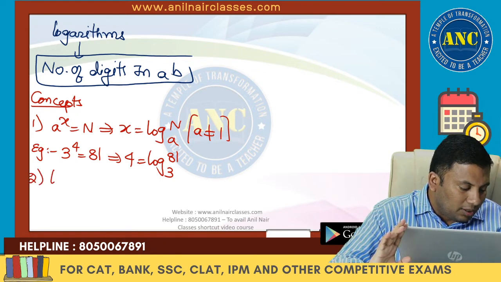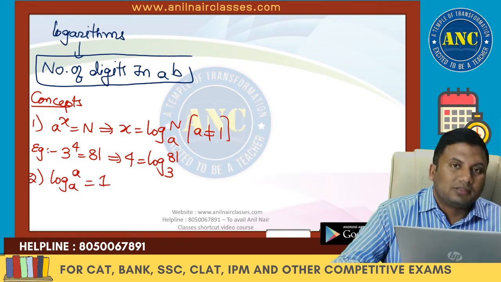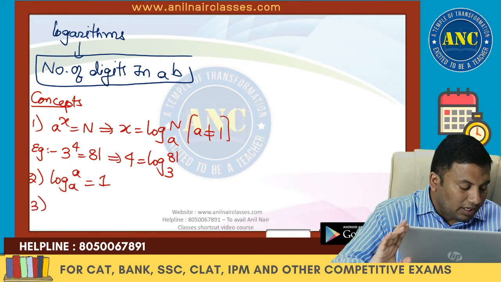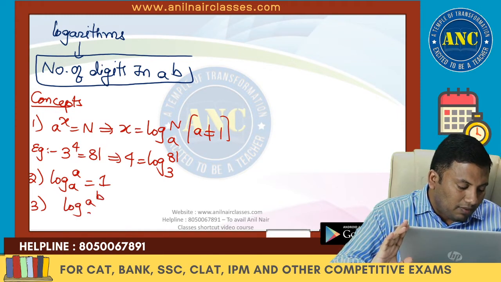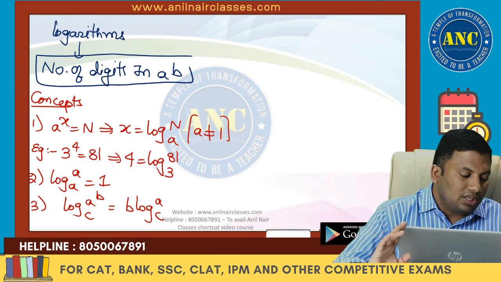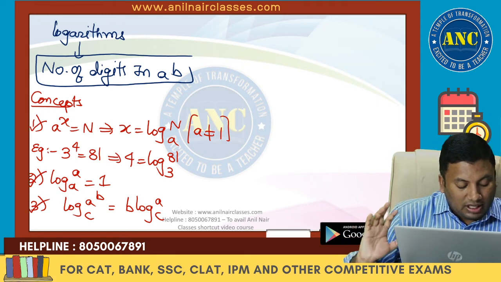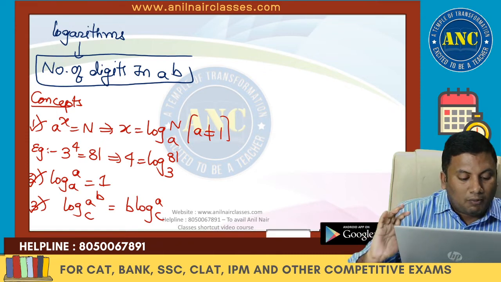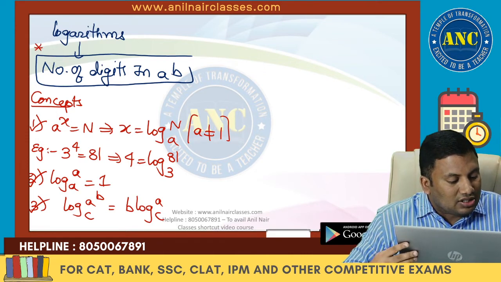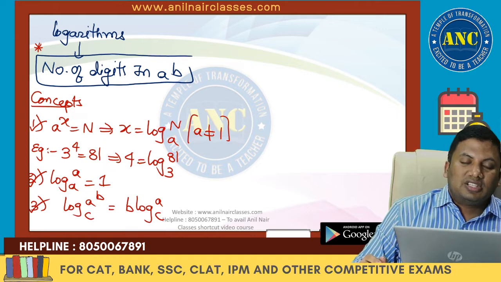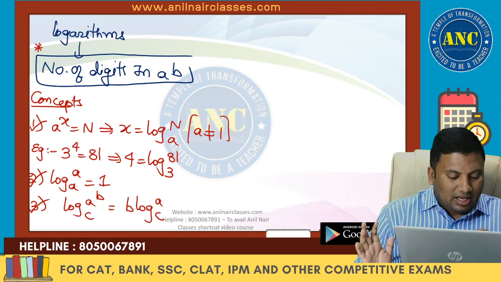Second important property: log a base a is nothing but 1. Third important property: if there is a power b in place of n, that is log of a power b base c, b can go to the front. This will become b into log a base c. These three important properties of logarithms I am going to use to find how many digits there will be in the power function, a not equal to 1.